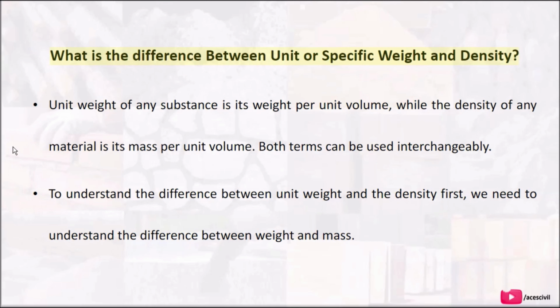What is the difference between unit or specific weight and density? Unit weight of any substance is its weight per unit volume, while the density of any material is its mass per unit volume. Both terms can be used interchangeably. To understand the difference between unit weight and density, first we need to understand the difference between weight and mass.